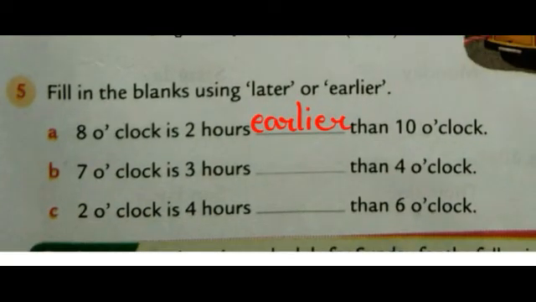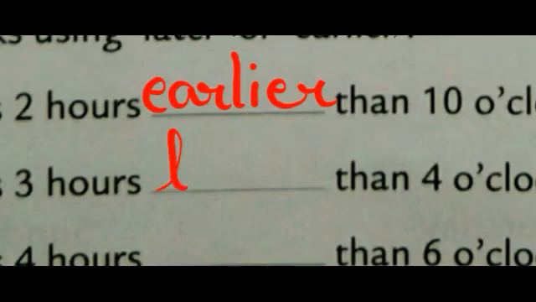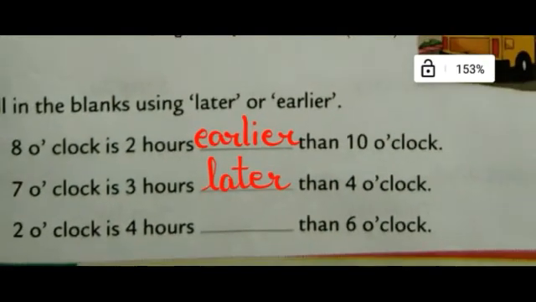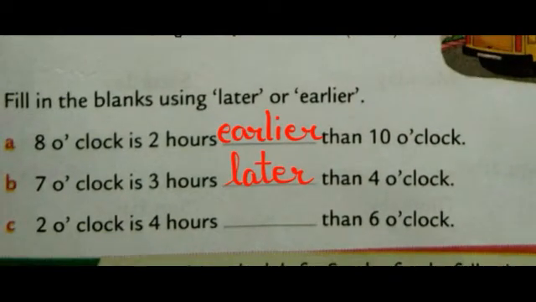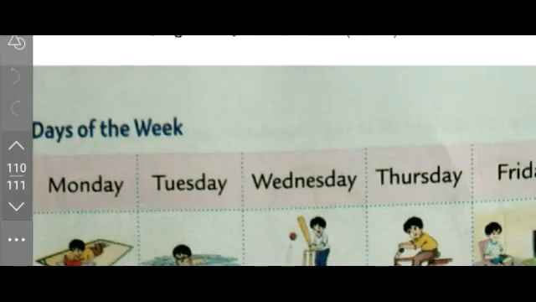Now let's read out the next one. They are saying 7 o'clock is 3 hours dash than 4 o'clock. Is it earlier or is it later? It is later. Yes. So we will write here later, L-A-T-E-R. 7 o'clock is 3 hours later than 4 o'clock. Okay, scholars. Now try to do this last one as homework. Now we are moving on to our next topic.